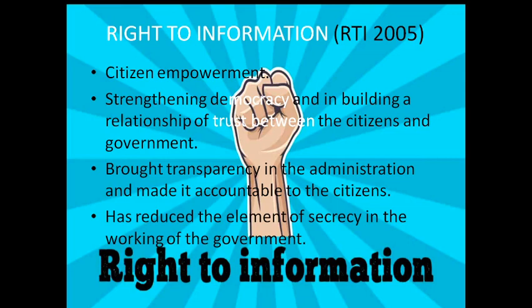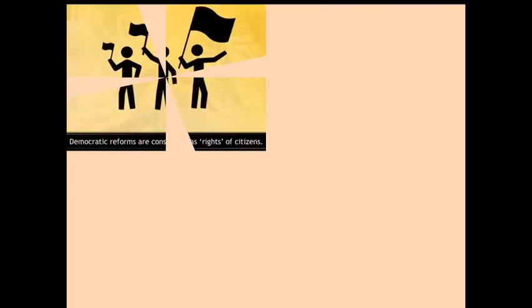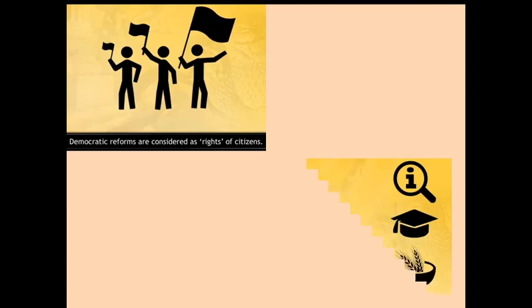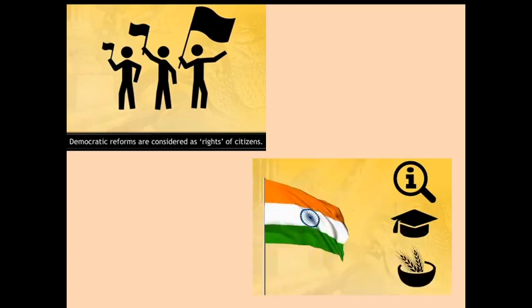After the year 2000, the whole approach towards democratic reforms has changed. Now these democratic reforms are considered as rights of citizens. And accordingly, citizens in India have got right to information, education and food security. And these rights have strengthened democracy in India.